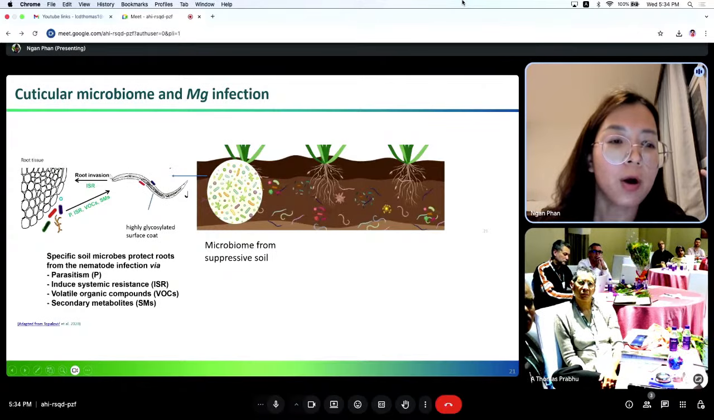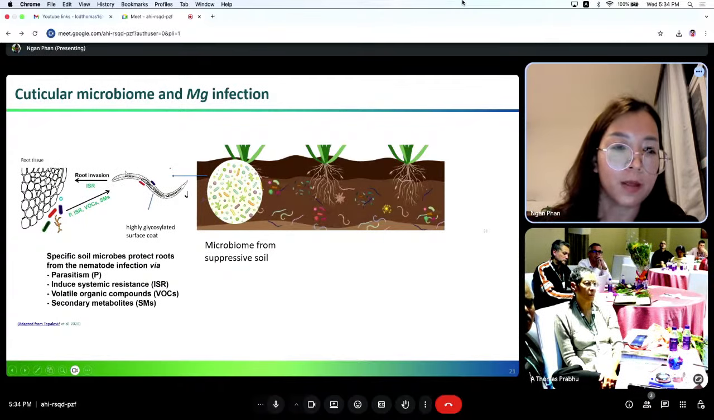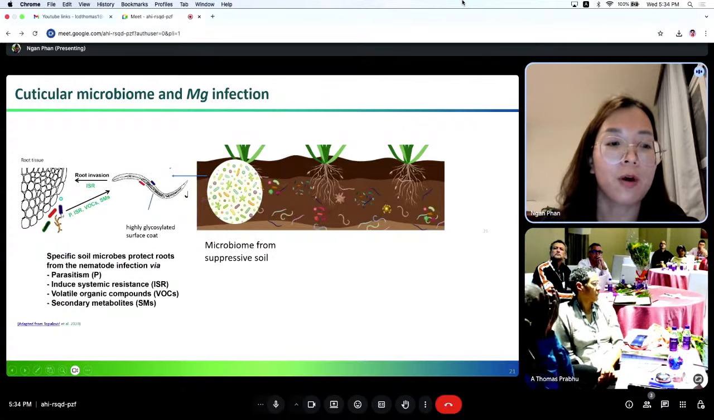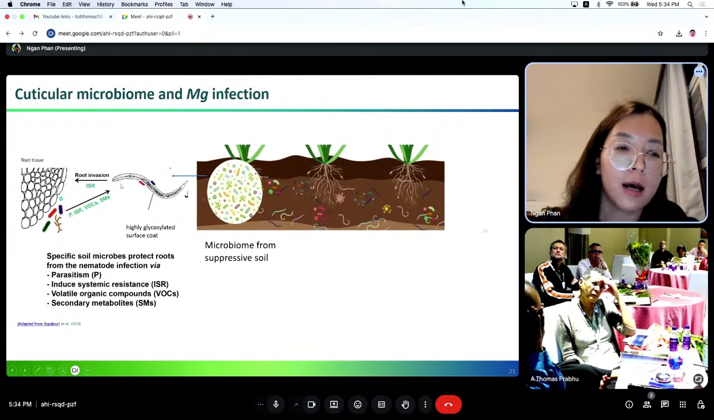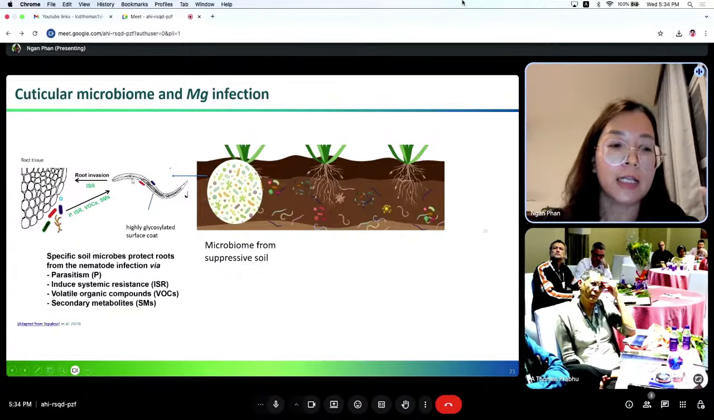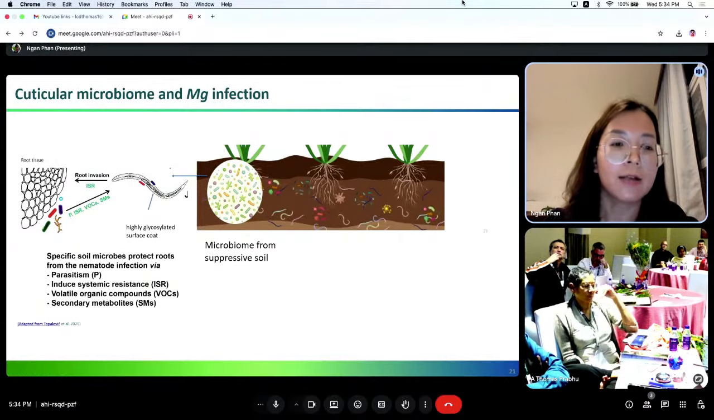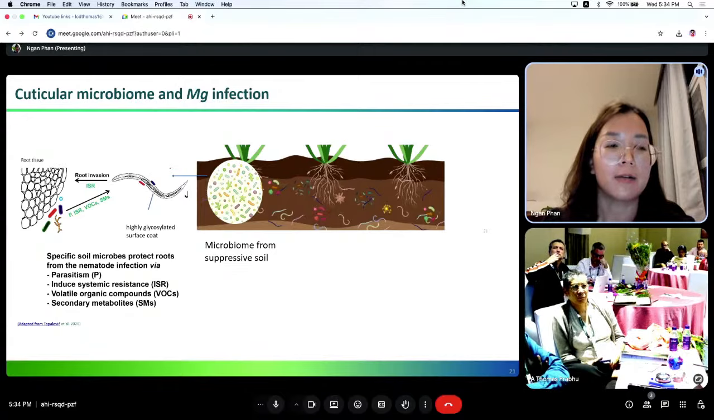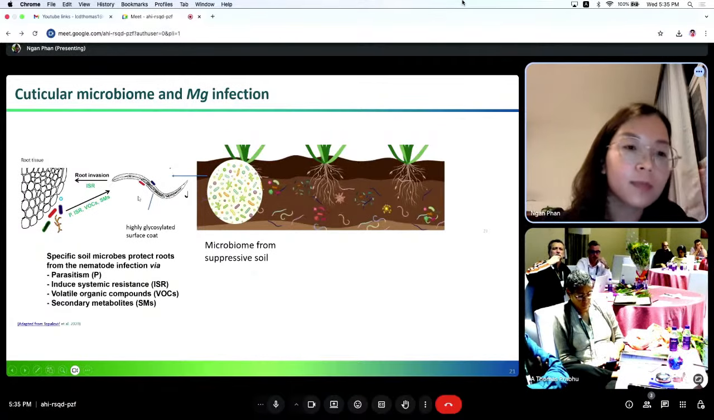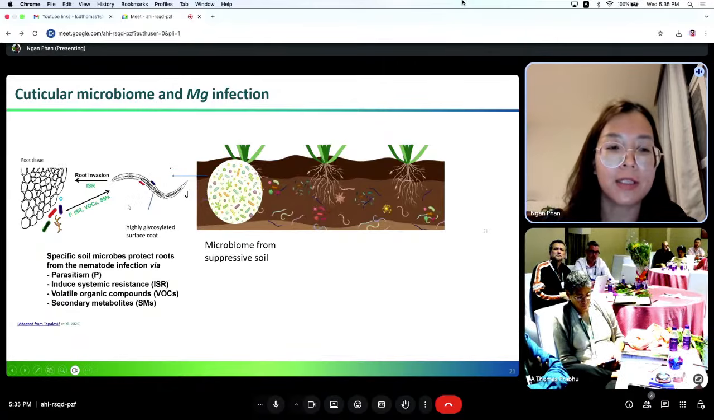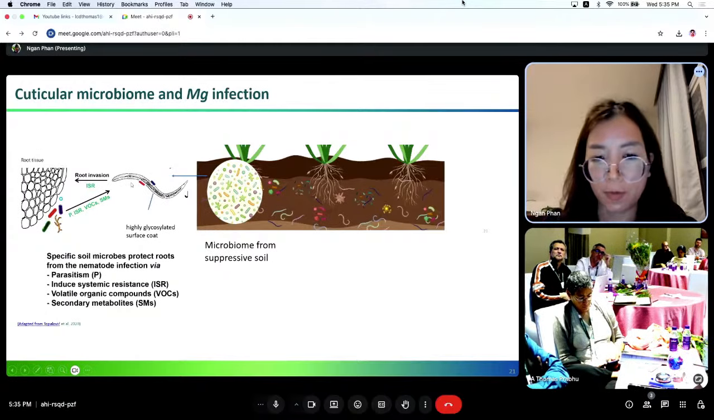and the microorganisms that stick on the cuticle can have an antagonistic impact on the nematode. They can protect the plants from the nematode by being parasites to kill the nematode, or they can induce the systemic resistance of the plant against the nematode, or they can secrete secondary metabolites or volatile organic compounds that can act as nematicides against the rice nematode.